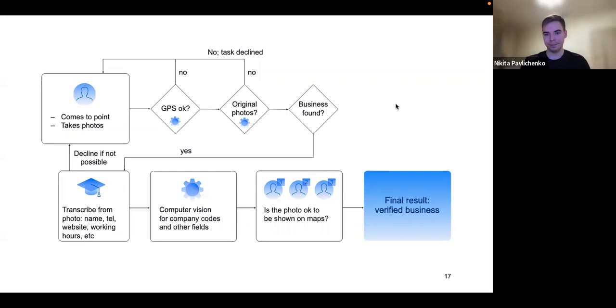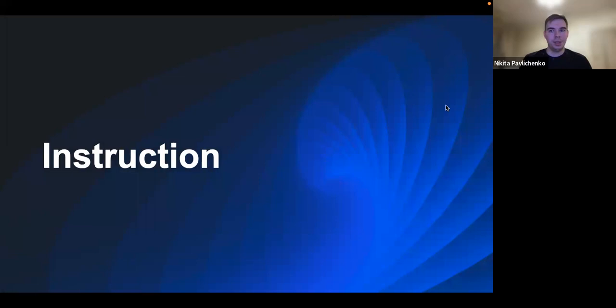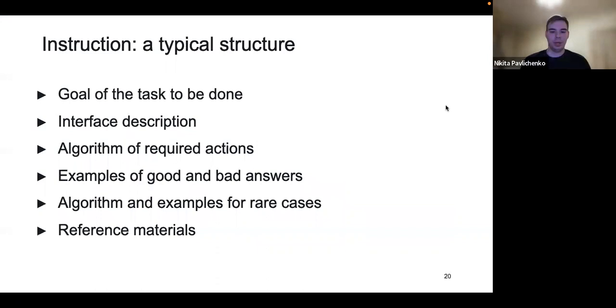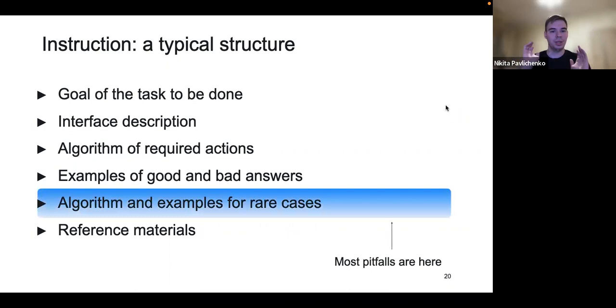Okay. The next thing is instruction. When you write code, you ask a computer to do some things. So the instruction is your programming code for humans. You need to explain to humans what you want to achieve. So an instruction should describe the goal of the task, the interface, algorithms or what people actually need to do, and examples of good and bad answers. The most important things are algorithms and examples for rare cases, but also some reference materials.